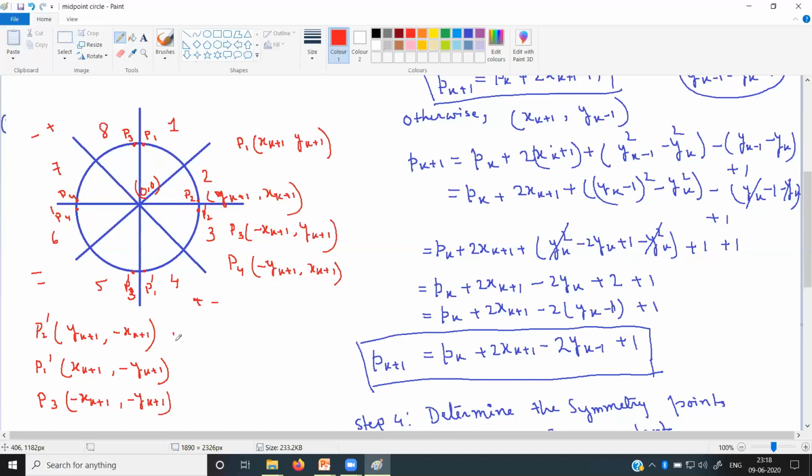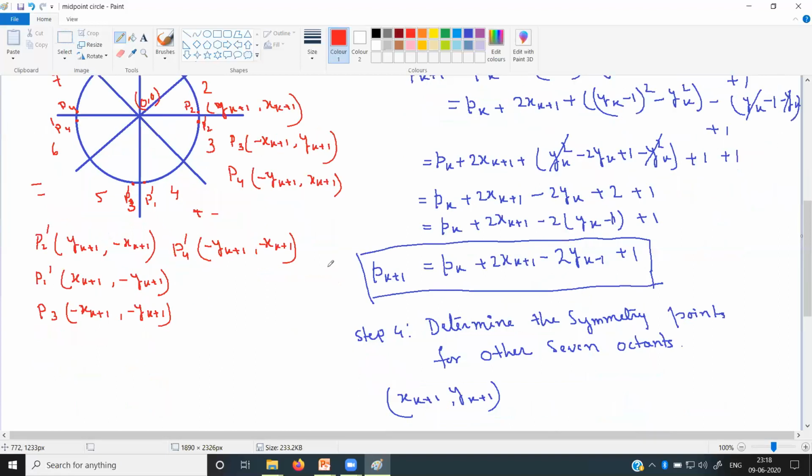And similarly, what will be the value for P4 dashed? The value of P4 dashed is just the mirror image of P4 with respect to the x-axis. What is P4? The coordinate for P4 is minus yk plus 1. So it will still remain as minus yk plus 1, and the x value will be minus of xk plus 1. Okay, so those are the 8 points which I can generate based on the single point.